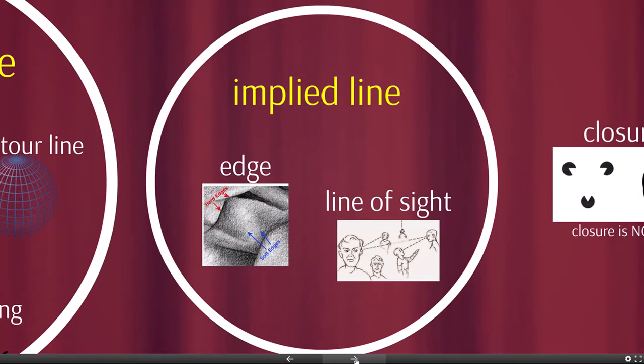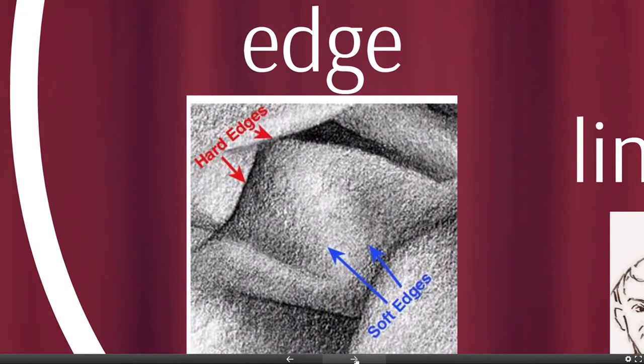Implied lines are lines that are not exclusively drawn, but imply line. Edges are lines that we see in the real world. So edges are lines that we see between two colors or two values. We have two basic types of edges. We have hard edges and soft edges. You see examples here.